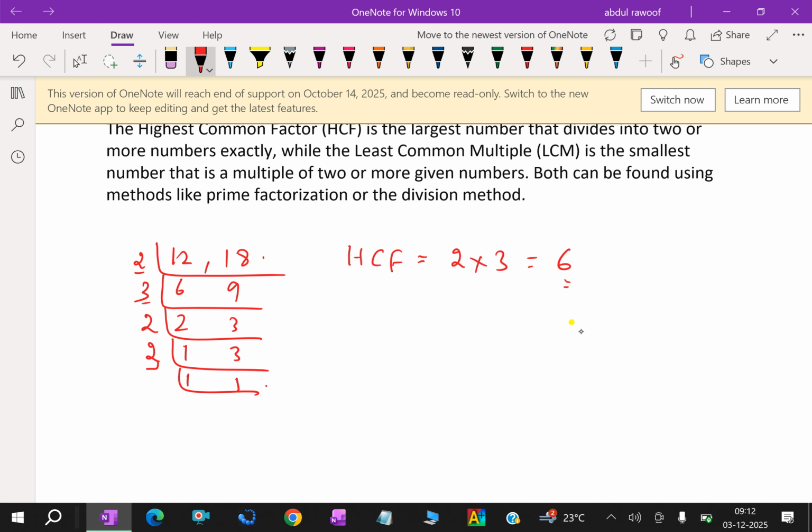That means the highest common factor, that is 6: 12 is divisible by 6, as well as 18 is divisible by 6. So it is the HCF.